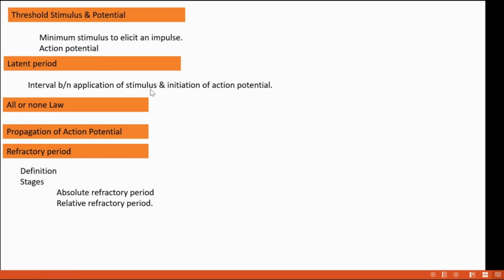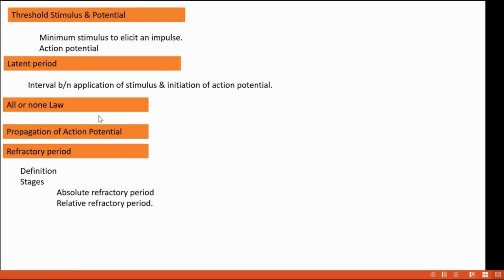Next is the latent period. The latent period is the interval between the application of the stimulus and the initiation of an action potential. Some small, very minute time interval exists between the application of the stimulus and the initiation of the action potential. That period is called the latent period.